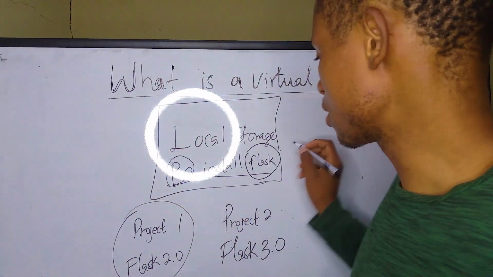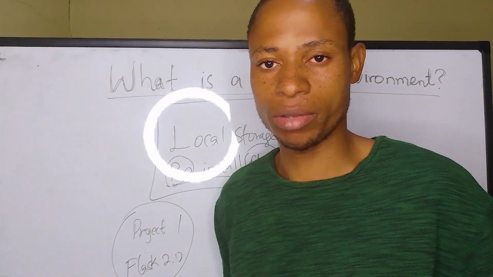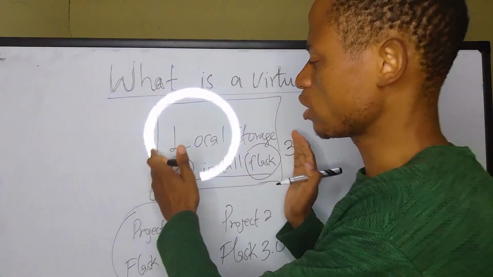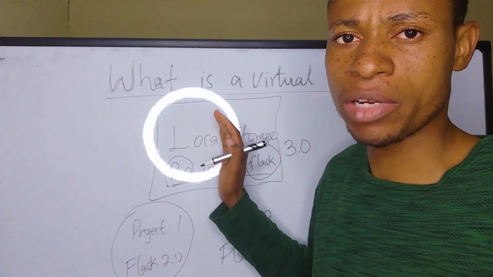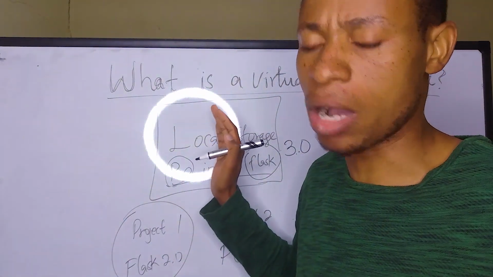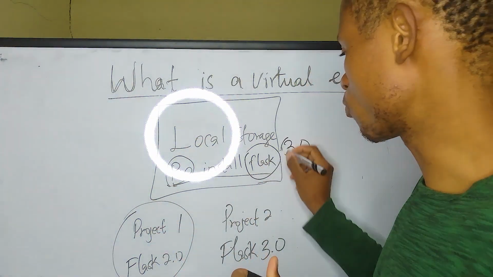For example, in this case, you have installed Flask 3.0. Okay, so once it has been installed in your local machine, that means it is global. And every time you are working on a Python project and you want to use Flask, it's going to use Flask 3.0.